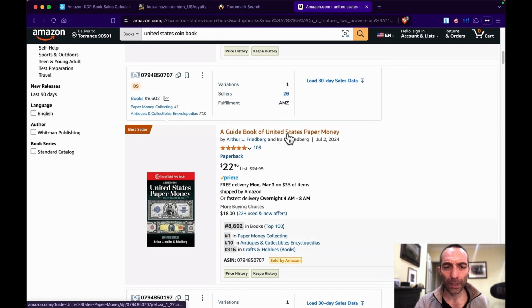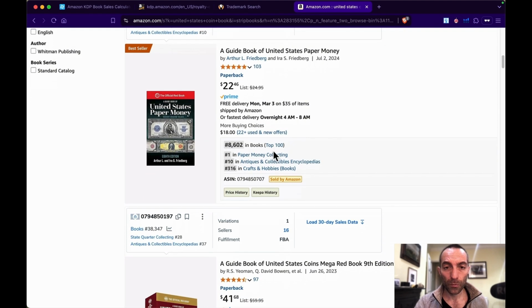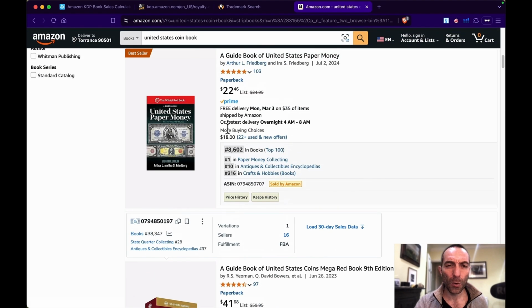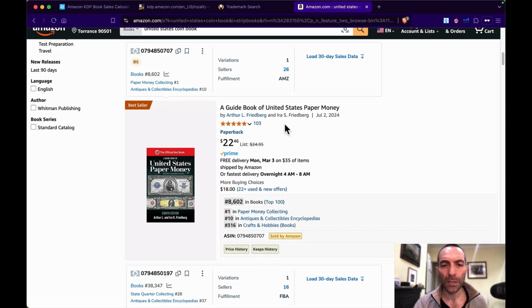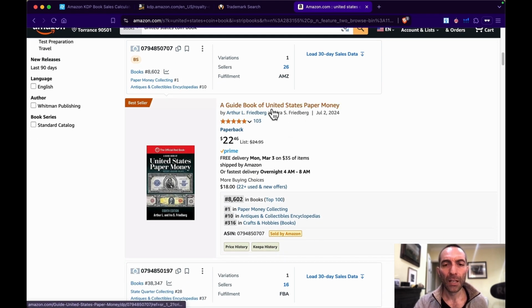Now, this is another one. United States paper money, 8,000 in books. Ooh, very good. I'm not going to open this one from here because it's a sponsored one. Oh no, it's not a sponsored one. Yeah, I can open it from here. Let's have a look. This might also be another publishing house anyway.